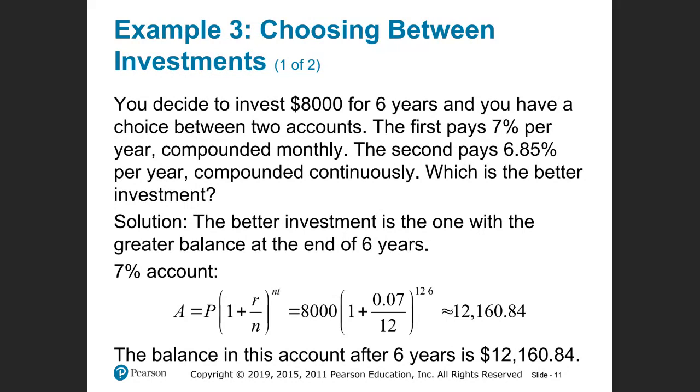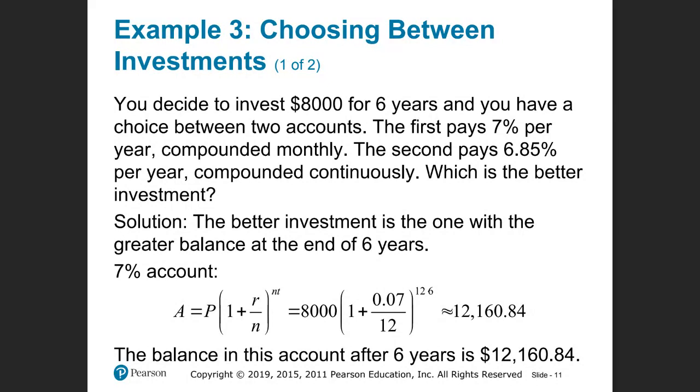Here's example 3. You decide to invest $8,000 for 6 years, and you have a choice between 2 accounts. The first one pays 7% per year compounded monthly. The second pays a little bit lower interest rate per year, but is compounded continuously. You want to determine which is the better investment. So the better investment would be the one that gives you the larger balance at the end of 6 years.